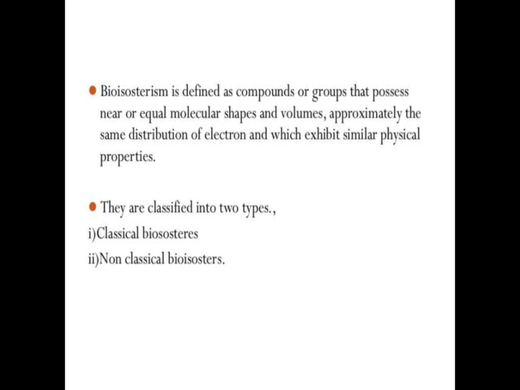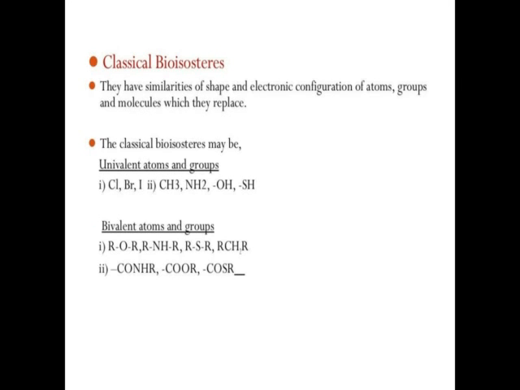They are classified into classical and non-classical. So what is the classical? If the bioisosters have a similar shape and electronic configuration to those they are replacing, they are called classical bioisosters. For example, if we replace chlorine by bromine, they have the same shape and electronic configuration. CH3, NH2, OH, they have a similar configuration and similar shape. So that is the classical bioisosters.